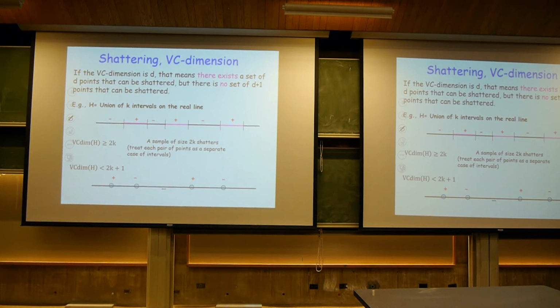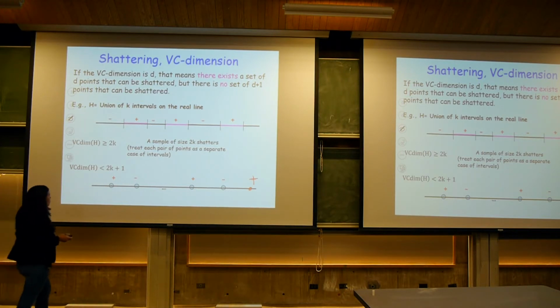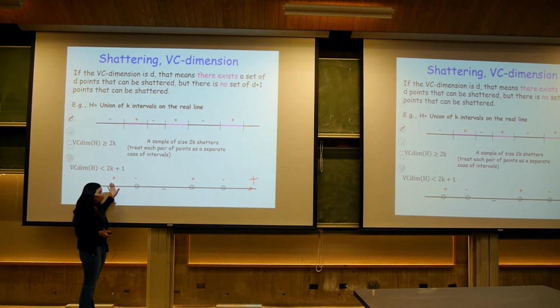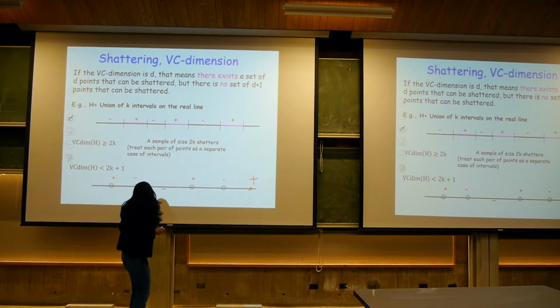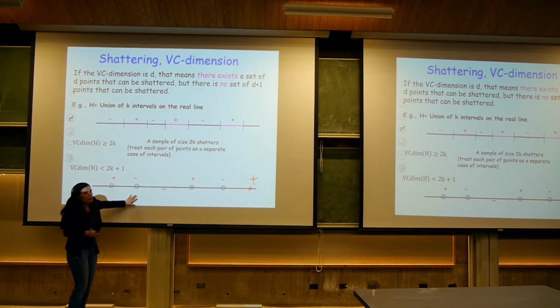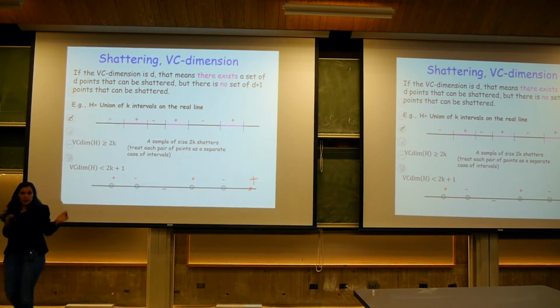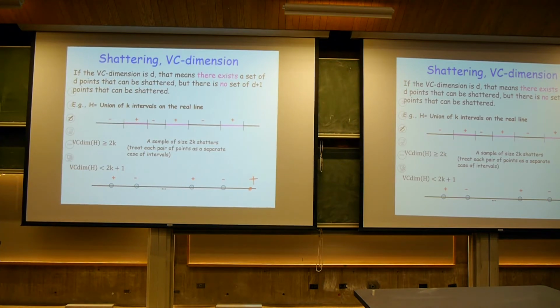So why can't we shatter this? Oh, sorry, why can't we get this configuration? Okay, good. So to argue that we cannot shatter 2k plus 1 points, we need to put 2k plus 1 points down, and we need to show a labeling that we cannot achieve with concepts from our concept space, right? And as you're saying, the labeling that I cannot achieve is this one over here, where I have plus, minus, plus, minus, plus.